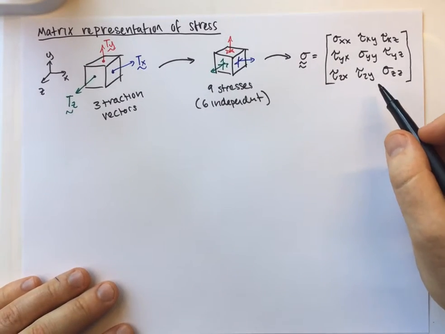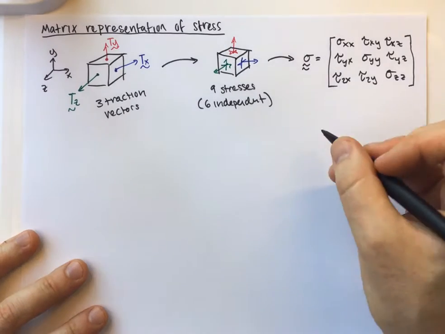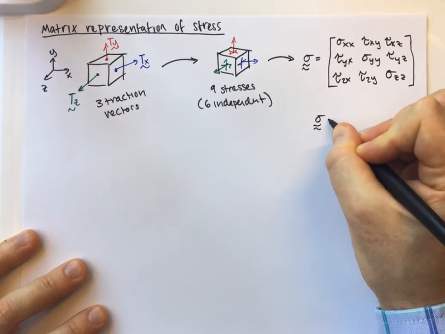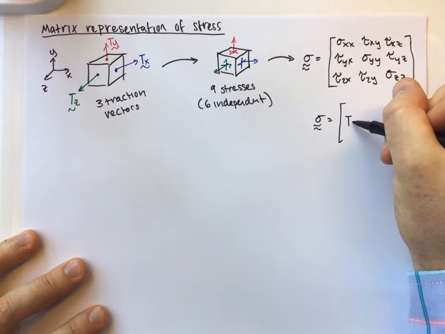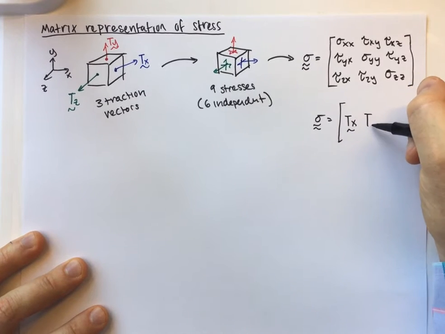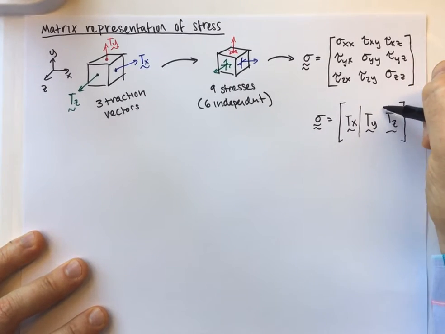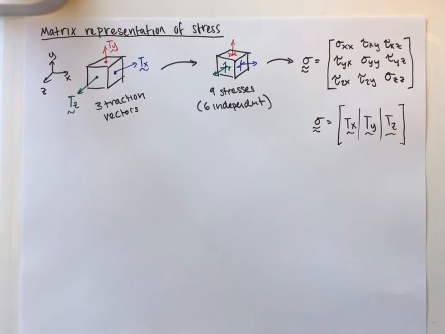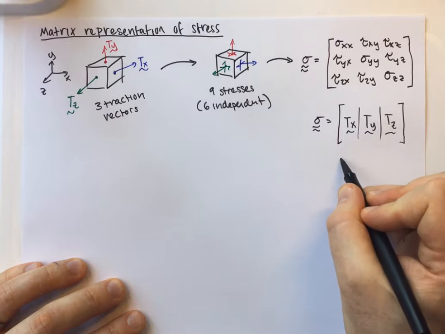This is actually a tensor, and I'm going to post another video so you can learn more about tensors if you want to. But what it ends up being is just our traction vectors. So that's going to be traction vector in x, traction vector in y, and traction vector in z. And if you do that, you can see I've already gone ahead and taken advantage of symmetry here so that we don't have to do any transposing of those vectors. So it's a symmetric matrix.